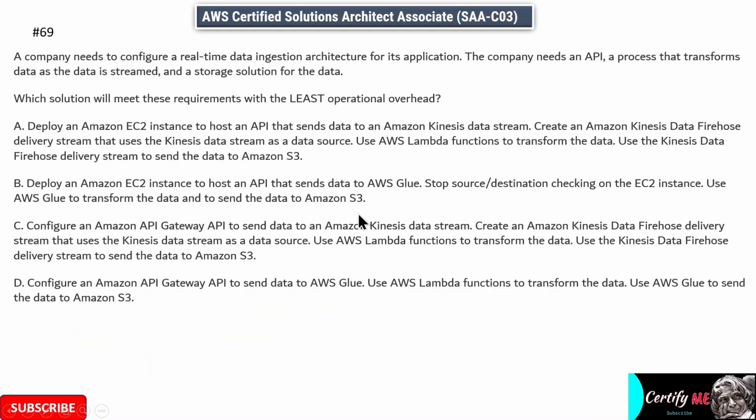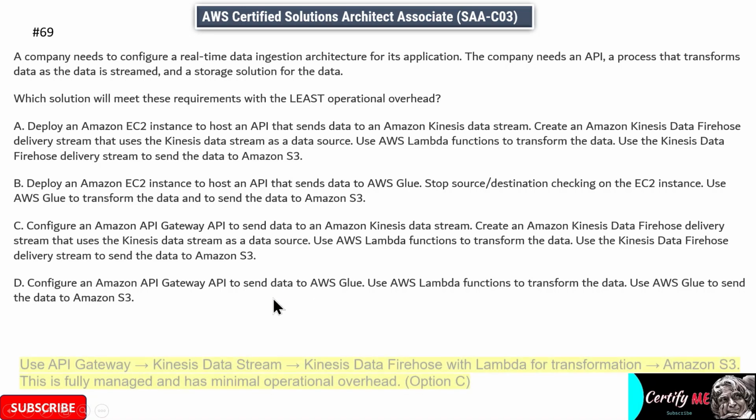Next question. A company needs to configure a real-time data ingestion architecture for its application. The company needs an API, a process that transforms data as the data is streamed, and a storage solution for the data. Which solution will meet these requirements with the least operational overhead?